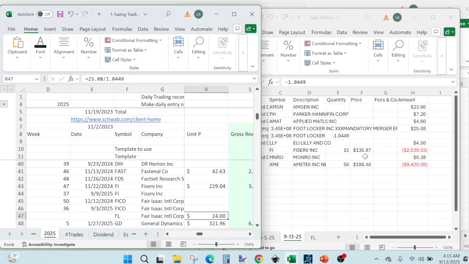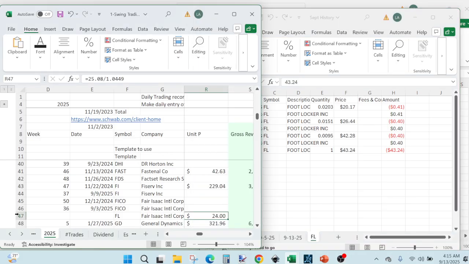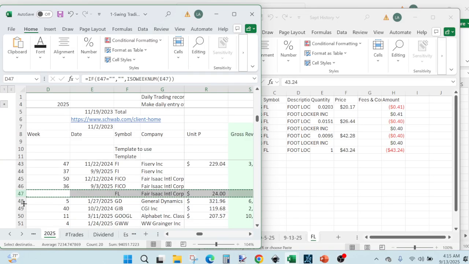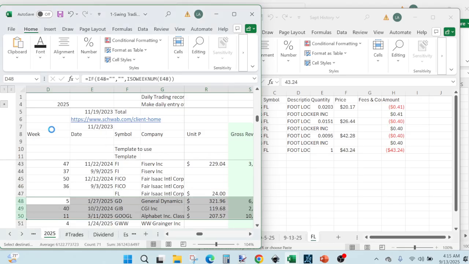So now when I look at this one, we bought it, that's one line, it got reinvested, that's 2, 3, and 4. So we have 4 lines to create, or 3 additional ones. So I'm going to copy this one, and 1, 2, 3, and I'm going to insert a copy cell. That way it will now replace what I have there, GD, GIB, and Google. It will just put it in above them.